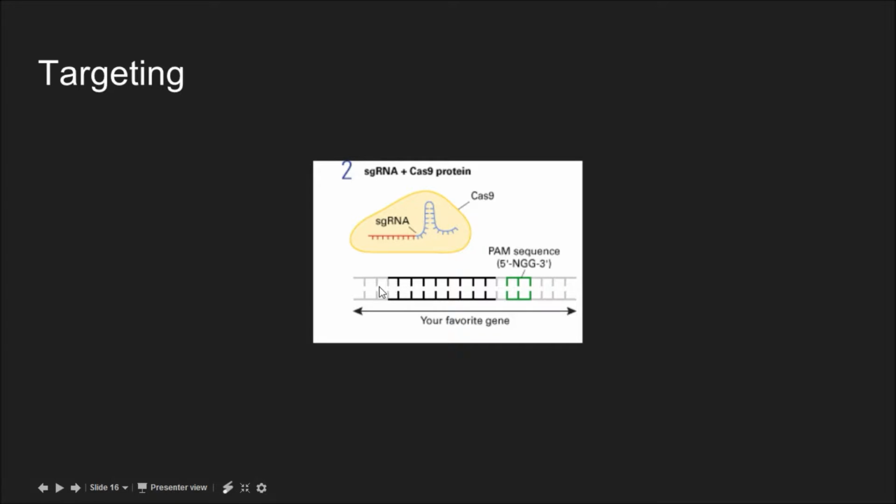This is the gene that you need to edit. As you can see, the green sequences are the PAM sequences. PAM sequences are generally of the form NGG, where N stands for any nucleotide and G is the guanine type of nucleotide.